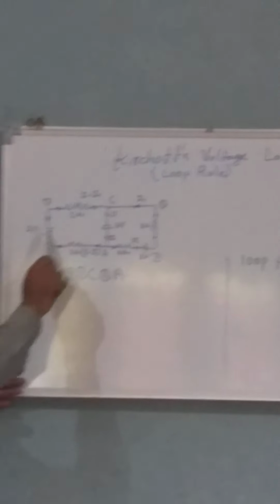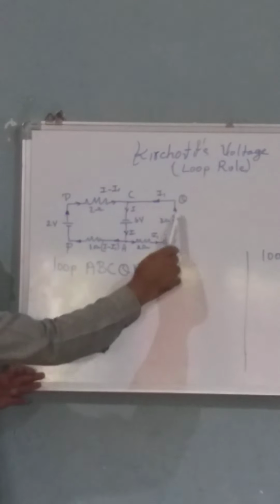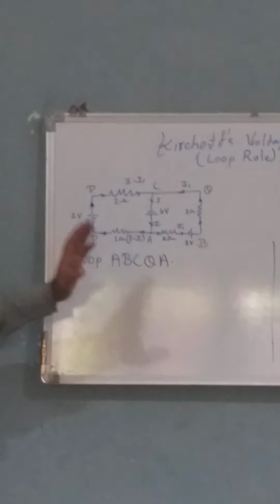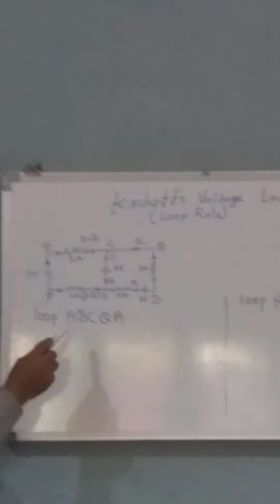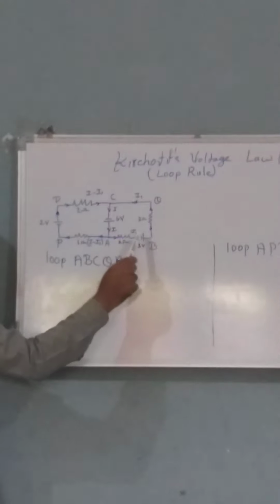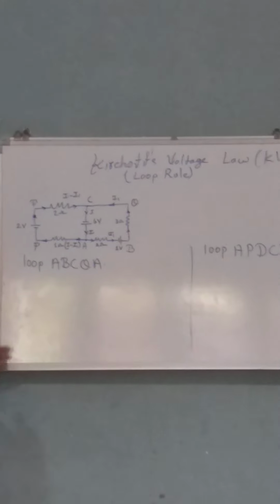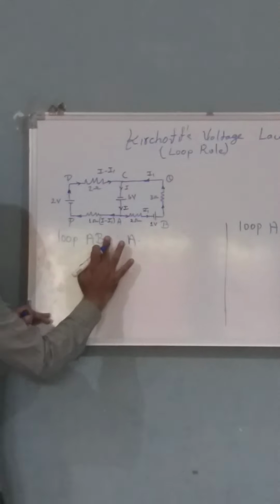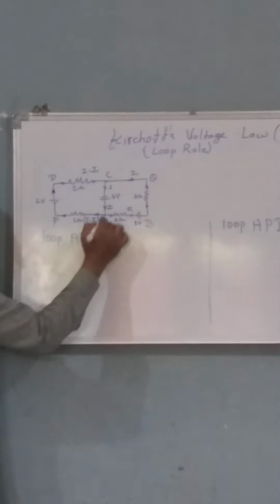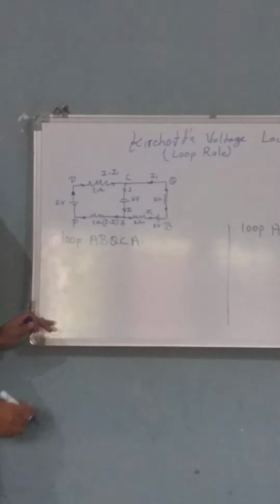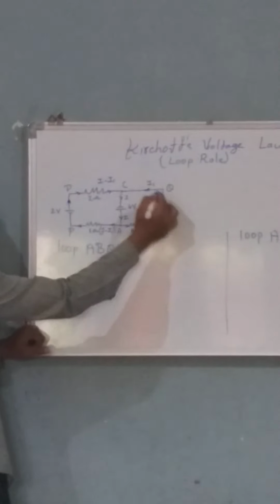This is the current passing through this particular loop or circuit. This is the first loop, and this is the second loop. Now, according to the loop rule, I will take the equations. What is our first loop? This is A, B, C, Q, A. Or you can consider A, B, Q, C, A, which will be much better. For our confirmation, A, B, Q, C, A. This will be one loop.